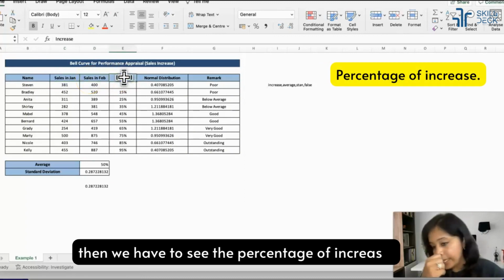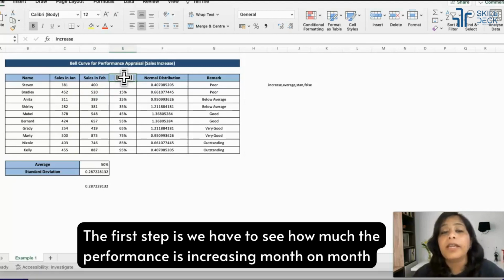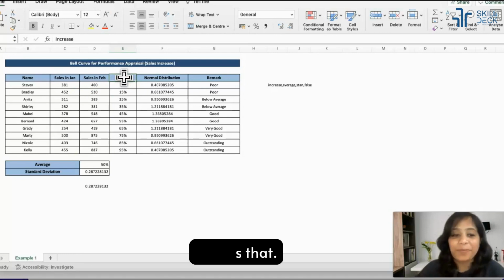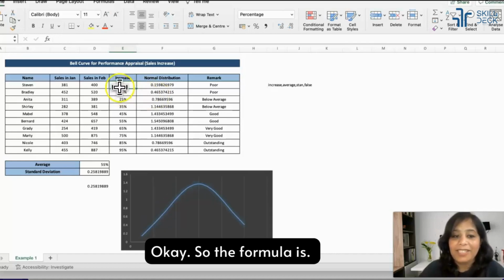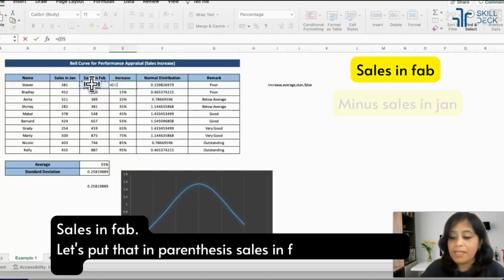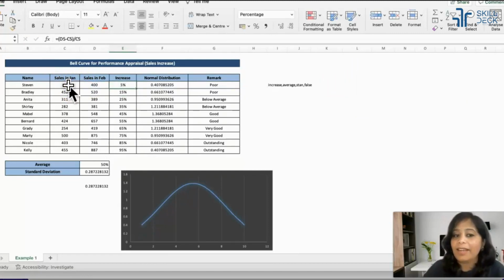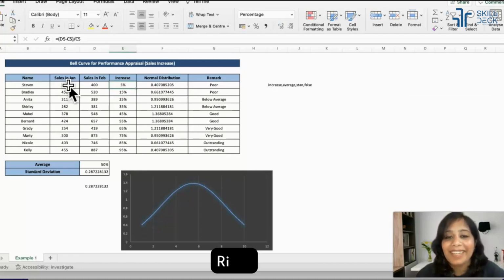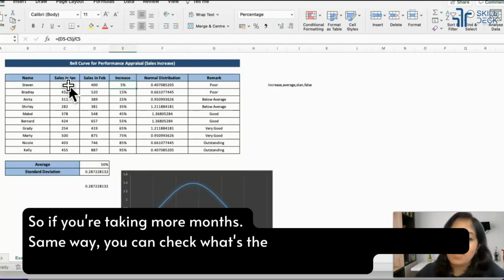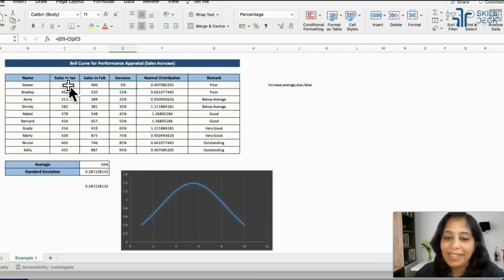Then we have to see the percentage of increase. The first step is we have to see how much the performance is increasing month on month. So the formula of increase, we all know that. What's that? Okay, so the formula is sales in Feb, let's put that in parentheses, sales in Feb minus sales in Jan, divided by sales in Jan. Correct? So 5% increase, right? If you're taking more months, the same way you can check the percentage increase of every month and take the average of the percentage increase.